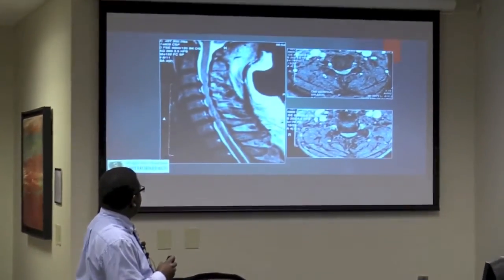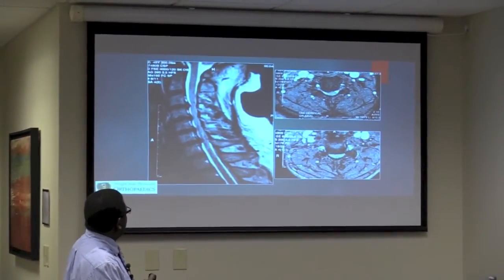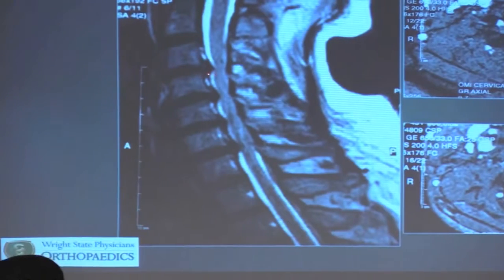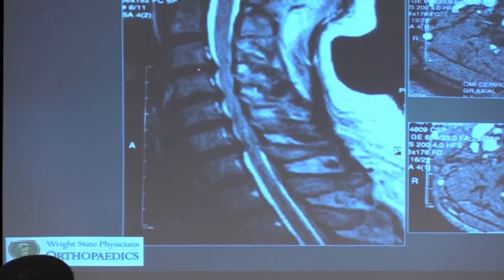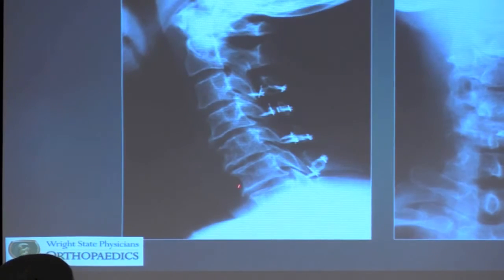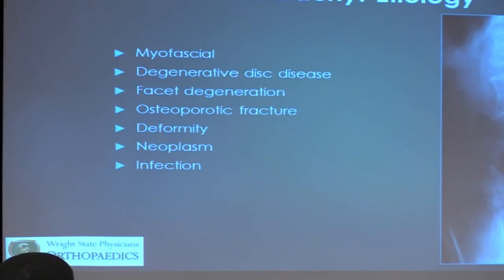And one more example here, you can see several areas where there is compression. This compression is coming from disc. These are the discs. The vertebral bodies are here. The discs are in between. And you can see the discs are bulging backwards. And this is the spinal cord here. You can see the areas of pressure right there, the so-called hourglass deformity. And that was treated from the back, opening up the spinal canal.